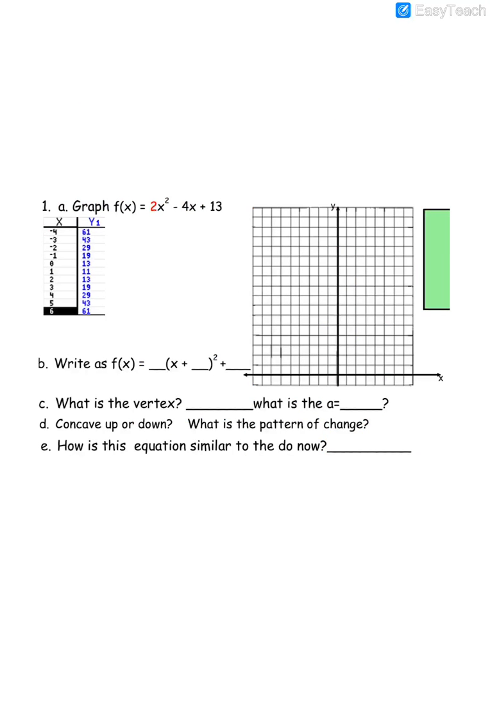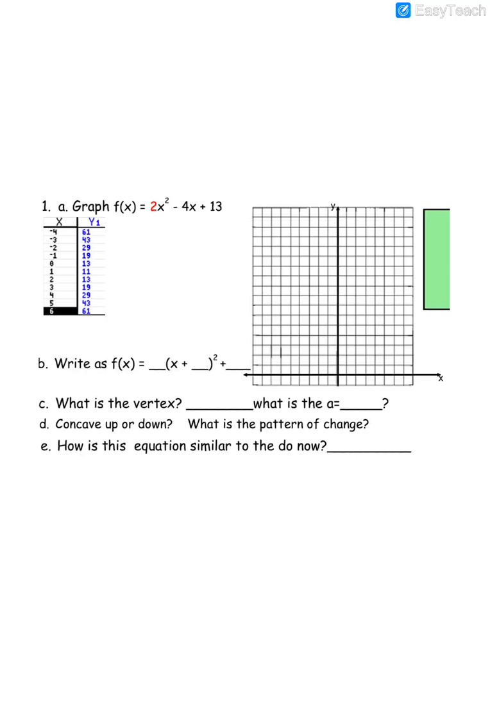So now it says graph this function. And again, I'm going to use my calculator and I'm going to plug in 2. Notice this time it's written in standard form. Hopefully you know the difference between the two now. This is standard form versus vertex form. 2x squared minus 4x plus 13. I'm going to hit second graph. I'm going to generate a table. And if you can look, there's my table on here. But you should be looking at yours.